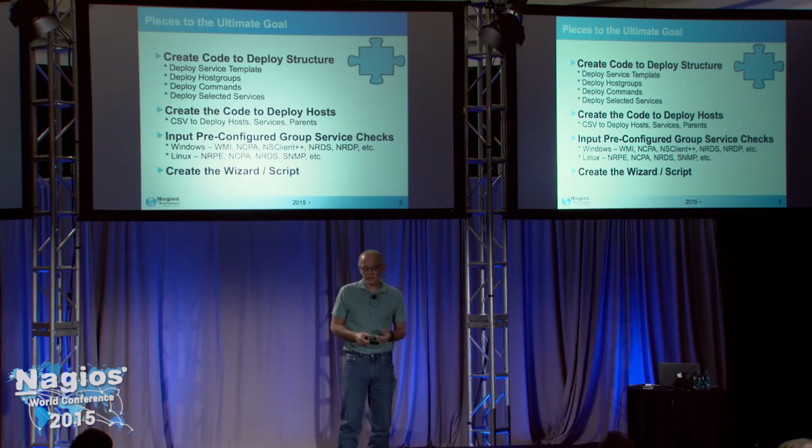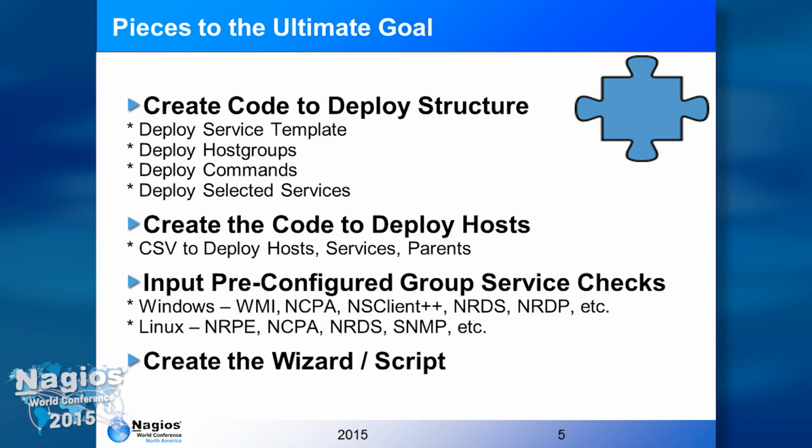There's 4 pieces to this puzzle. Create the code to deploy the structure. Now, actually, what we're talking about today is deploying this structure with these groups of service checks. And so that also is including, as you can see, service template, host groups, the commands, and the services themselves. So the structure is without the hosts.